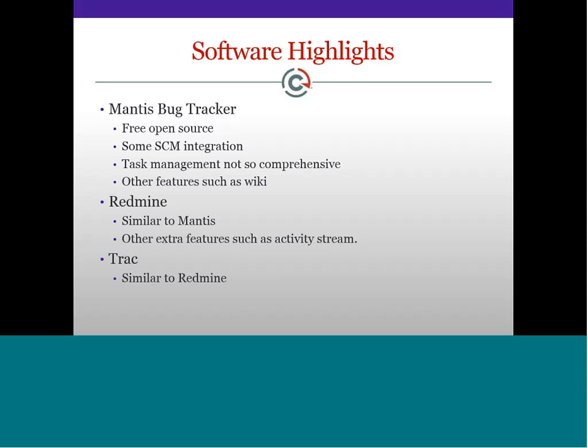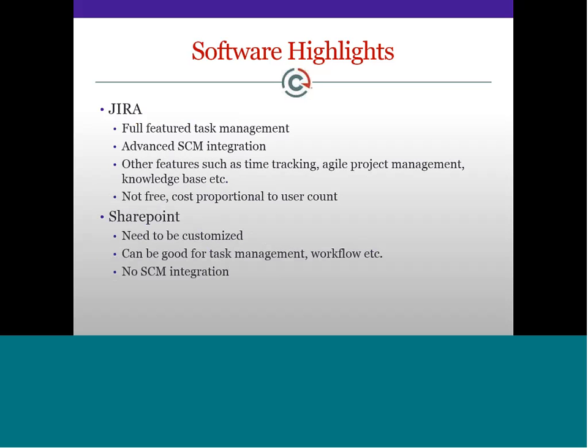We have Redmine, which is a little bit more featured project management kind of software. It has some of the same things as Mantis, but some extra features such as activity streams. And then there is Trac, which again looks quite similar to Redmine. Now let's talk about a couple more options that are more full-featured, closer to what we need here. So one is Jira. It's a very popular issue or task management system.